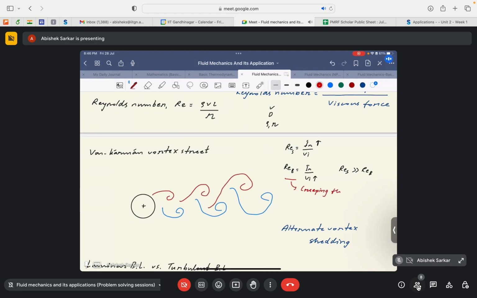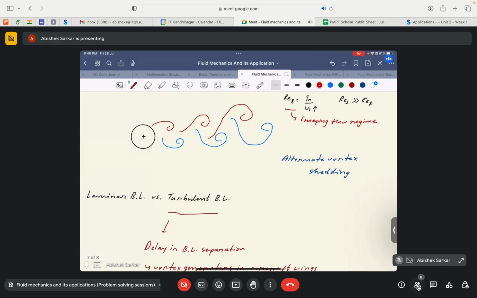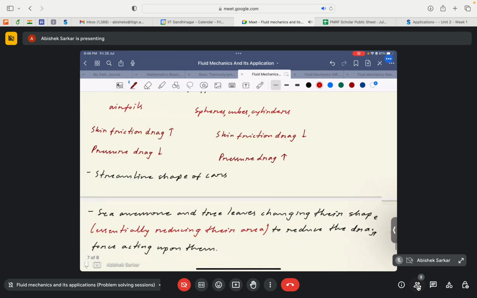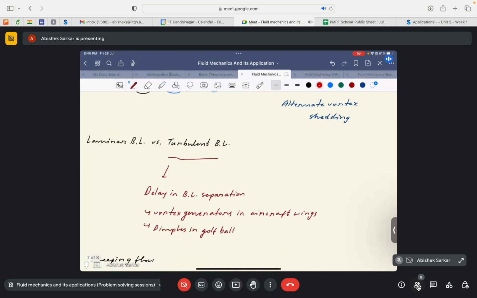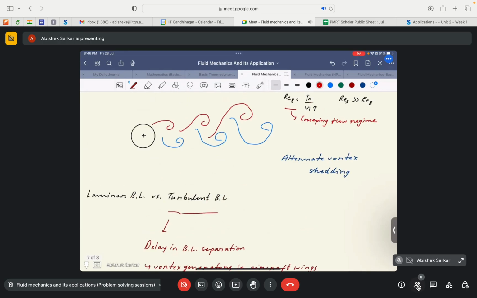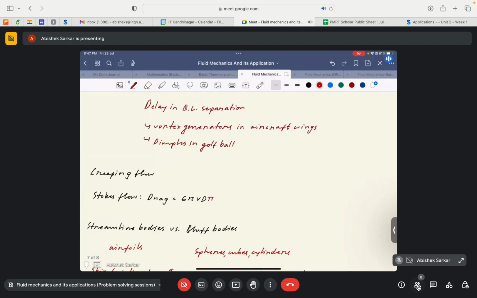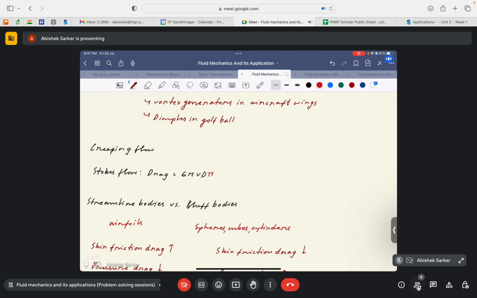Okay. I feel for the introduction session, I would like to keep it up to here. For the next session, we will discuss a bit about the laminar and turbulent boundary layer, and then the consequent topics that follow, and then the topics of the next week.